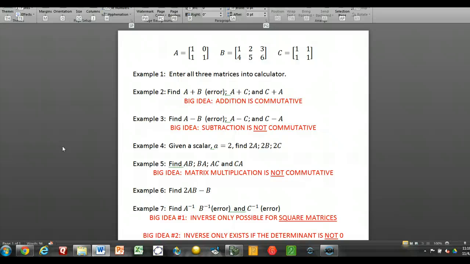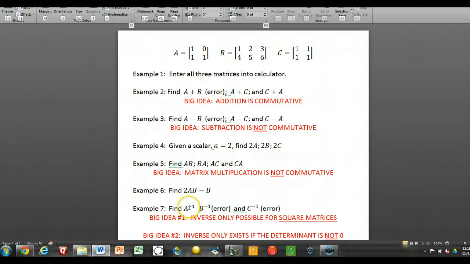And we have 2 big ideas for this example. First, inverses are only possible for square matrices, so keep that in mind. And big idea number 2 is that the inverse only exists if something called the determinant is not 0. For more on what the determinant is, you just need to Google that. I can show you how to find the determinant, but just remember that the determinant cannot be equal to 0.